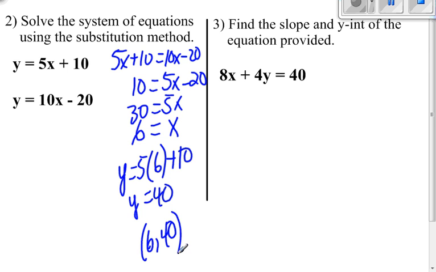So if that was one of your choices in a multiple choice, you can just plug that in and it'll work for both equations. That's how you know it's correct. The solution to a system of equations is the one coordinate that satisfies both of the equations.